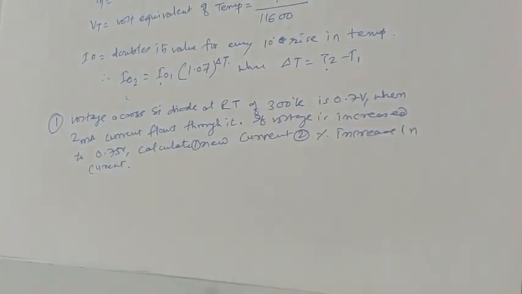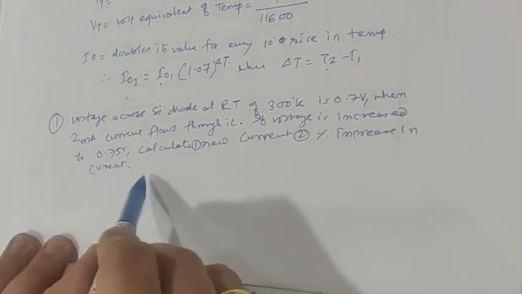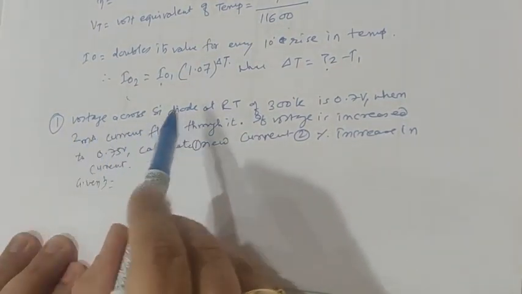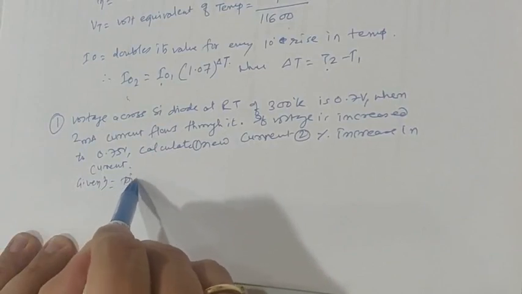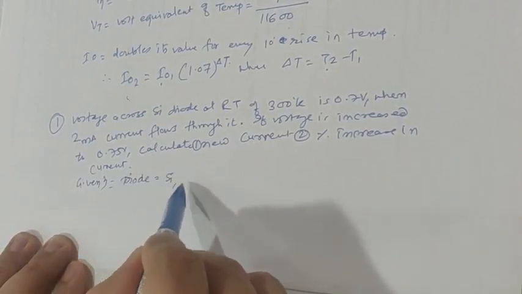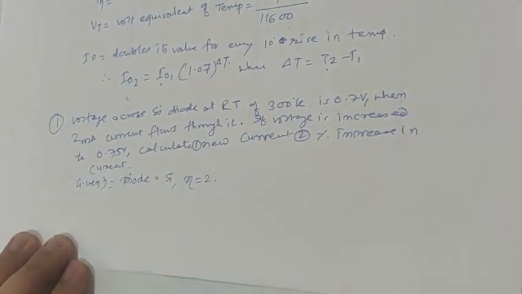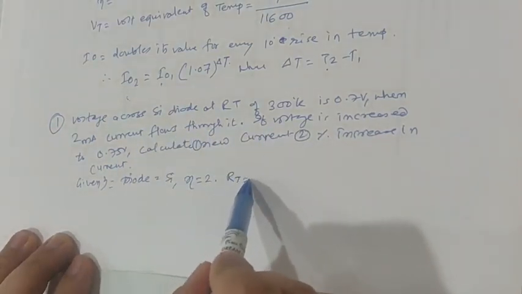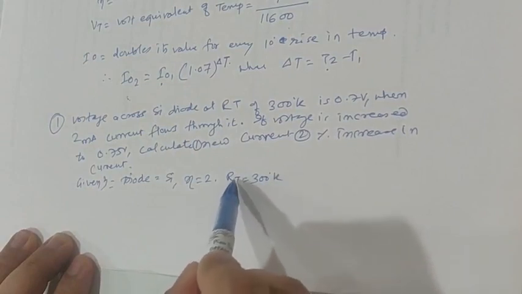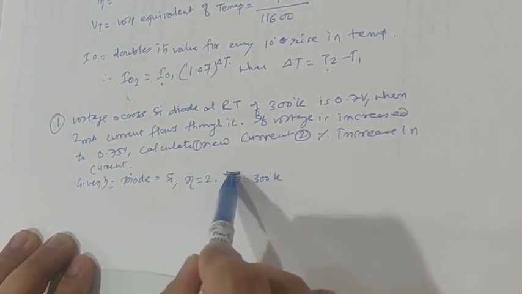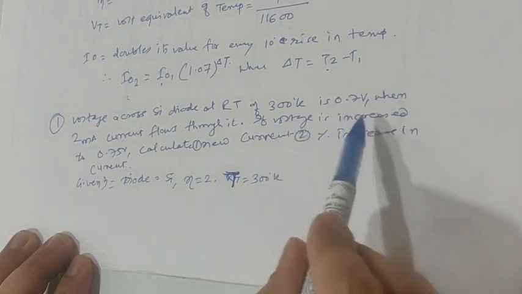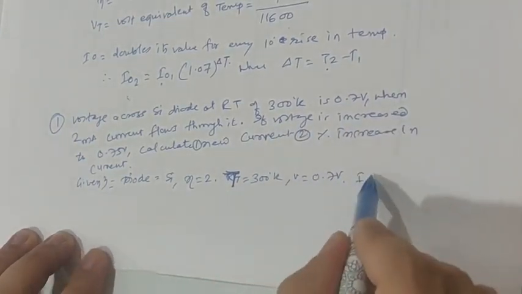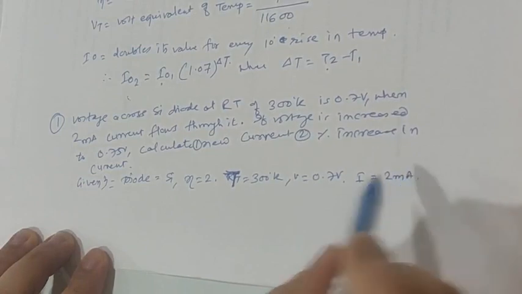So very simple problem. What we will be doing is we will be writing the given part first. So what is given? See, voltage across the silicon. Of course the diode is of silicon, and if the diode is of silicon, the eta becomes 2. Okay. Then at room temperature, so capital T is given 300 degree Kelvin, and the voltage applied is given 0.7 volt, and the current is also given. The current is 2 milliampere.